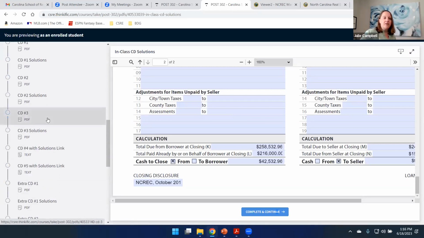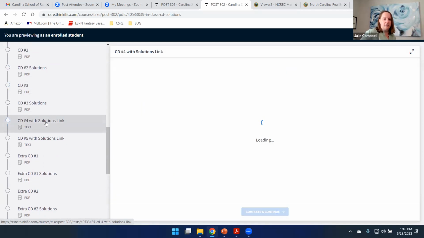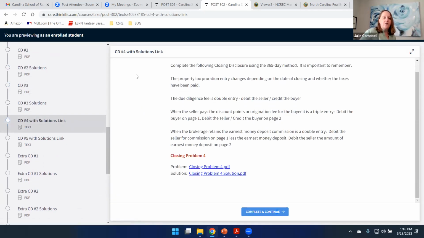So our homework recommendation, you're welcome to do any and all of these. But the one I'm going to give for a homework recommendation is in the section 4 material, and it is closing disclosure CD with solution link number 4. CD number 4 with solution links. Everybody see that? Can I see head bobs or thumbs up acknowledgement that everybody sees that? Thank you. So again, I can't make it mandatory. So you don't have to do this. I can't make you do anything.